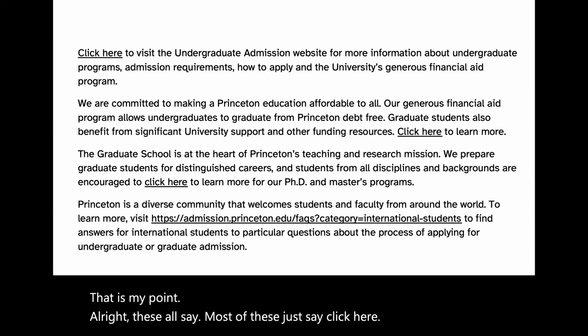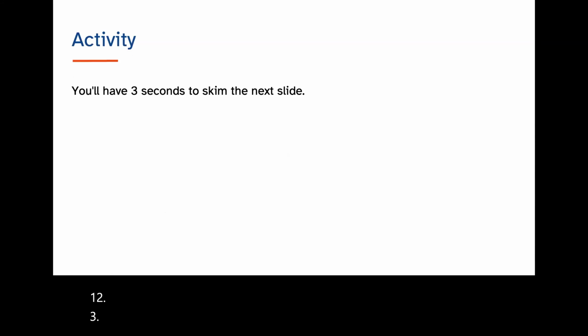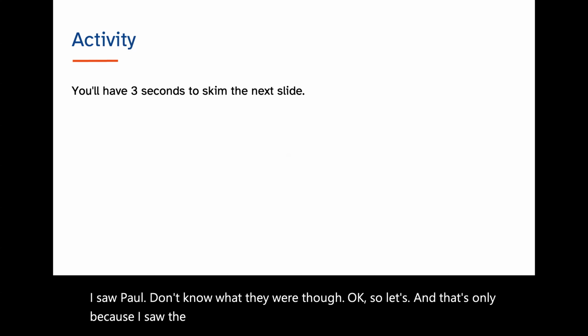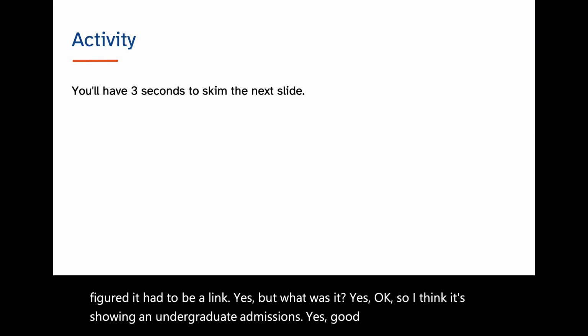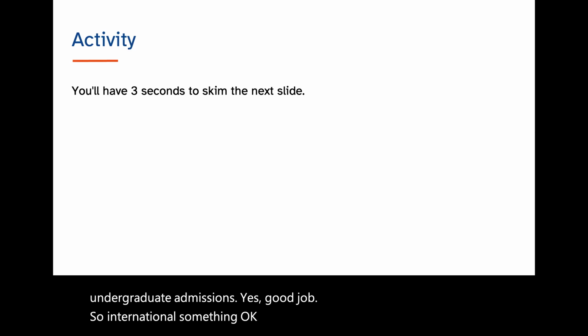All right, now we're going to try it again. 1, 2, 3. Okay. Were we able to get any of the links? I saw 4. Don't know what they were though. Okay, and that's only because I saw the underline, and so because I saw underline, I figured it had to be a link. Yes. But what was it? I don't know. Yes. Okay, so I think it's someone on undergraduate admissions. Yeah, that could be. I saw international something, I believe. Okay. But there was more context there.